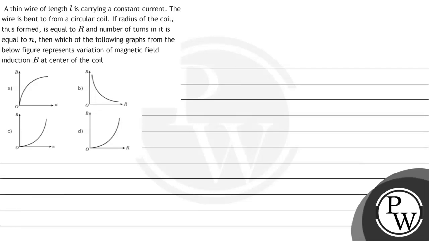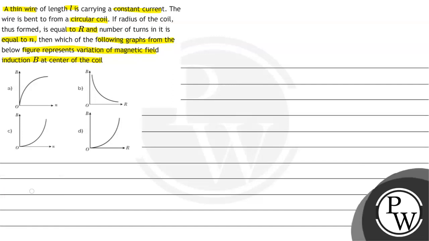So the question says, a thin wire of length L is carrying a constant current. The wire is bent to form a circular coil. If the radius of the coil thus formed is equal to R and the number of turns in it is equal to N, then which of the following graphs from the below figure represent variation of magnetic field induction B at the center of coil?